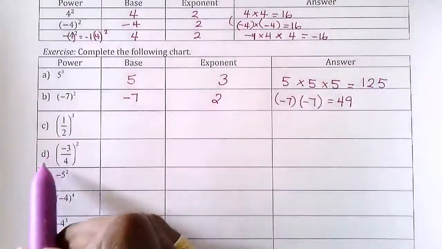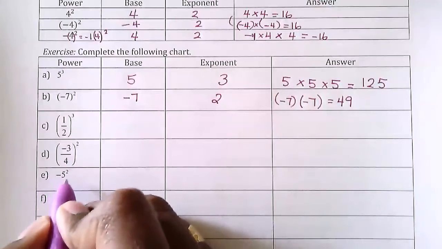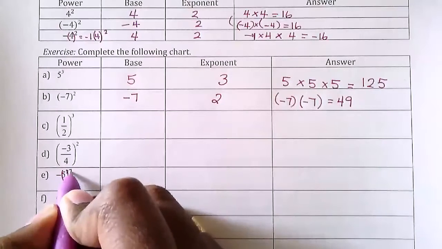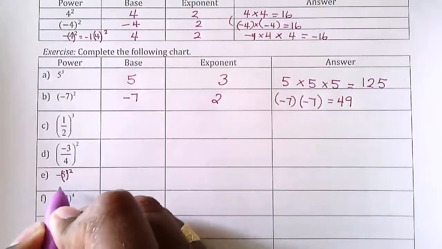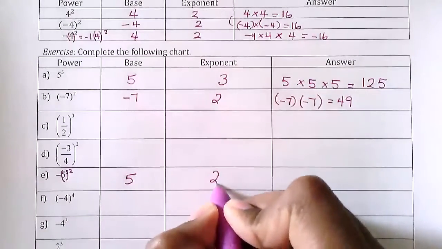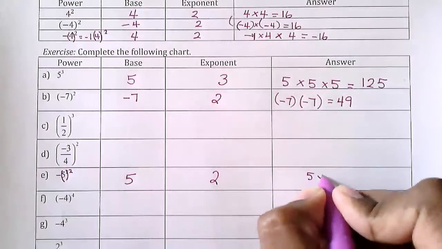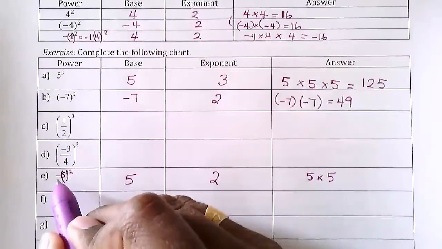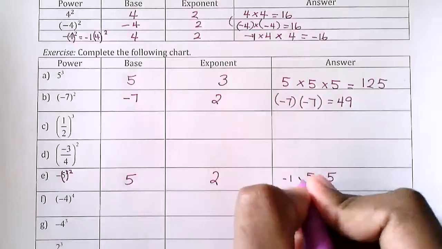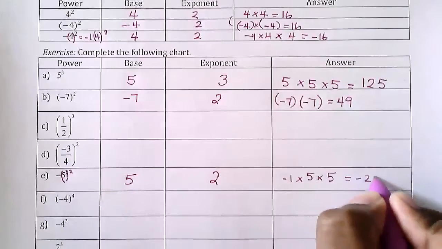If I take a look at E, this is the third scenario here. The negative isn't included in a bracket as a part of the base, so I need to make sure that I only take this part as my base. So my base here is 5, my exponent is 2, so based on this, I'll have to write 5 twice, so 5 times 5, but there's a negative up front. So I'm going to have to multiply this by -1 as well. So -1 times 5 is -25.